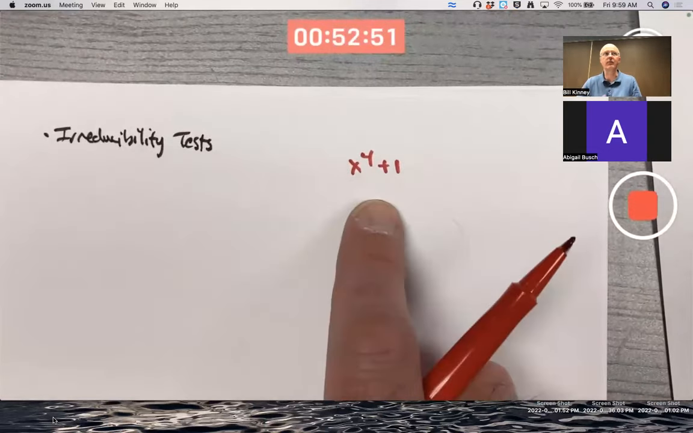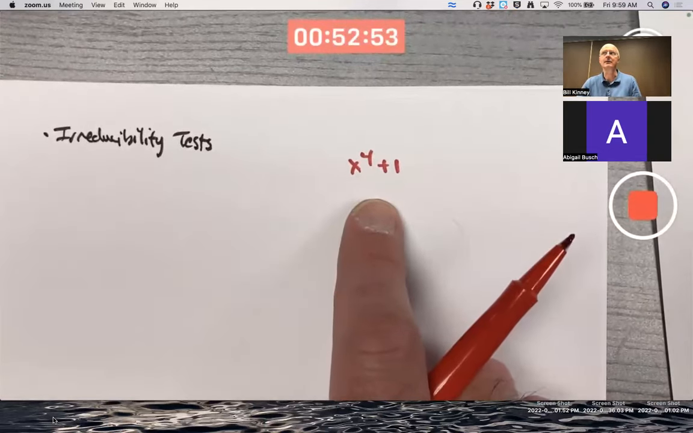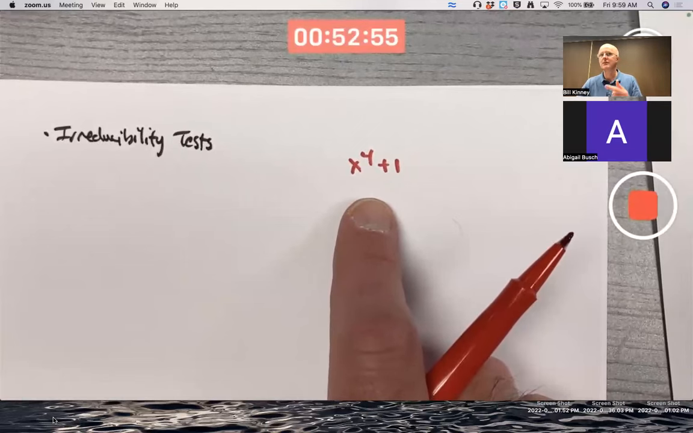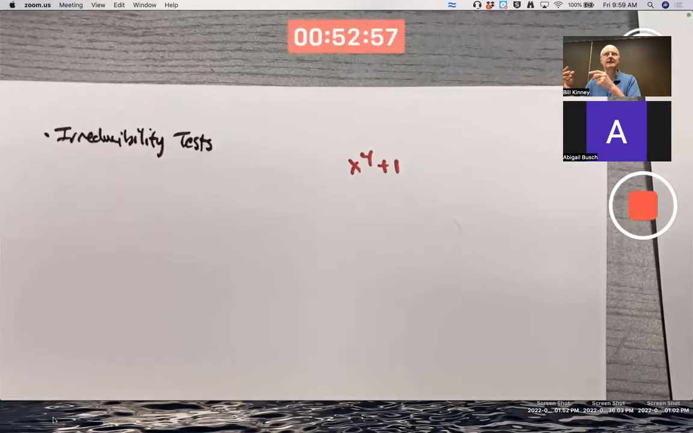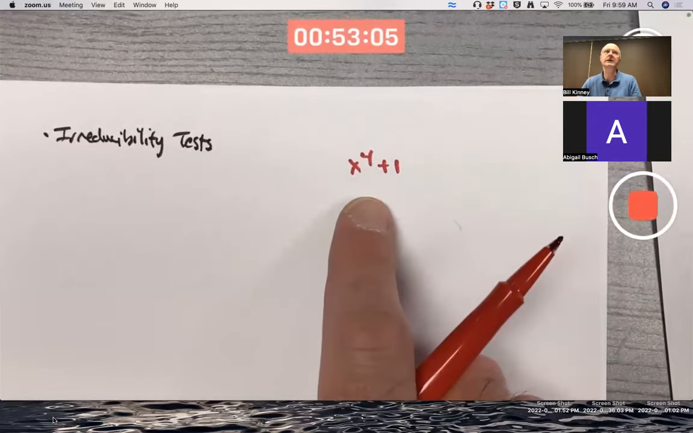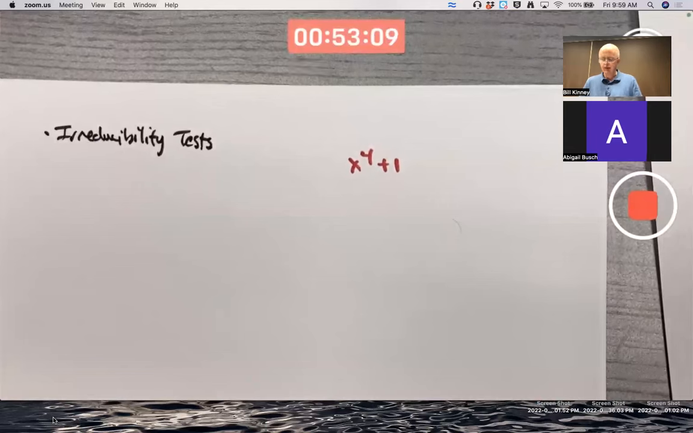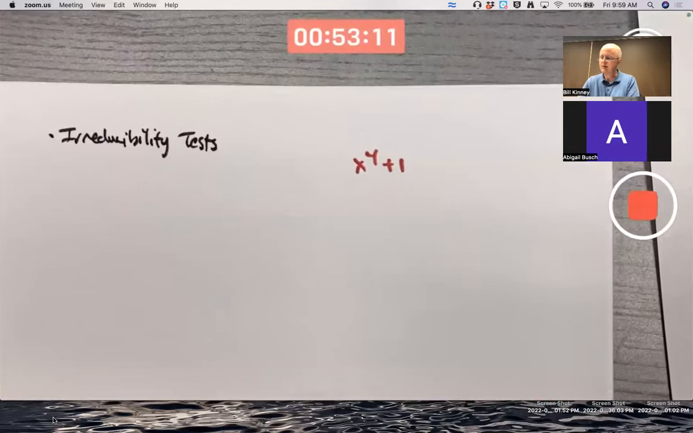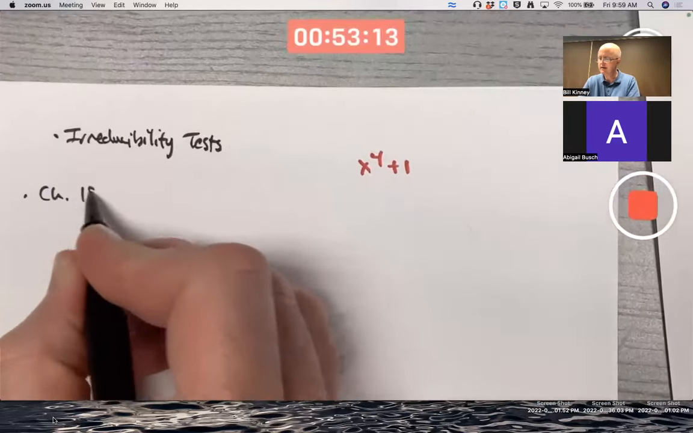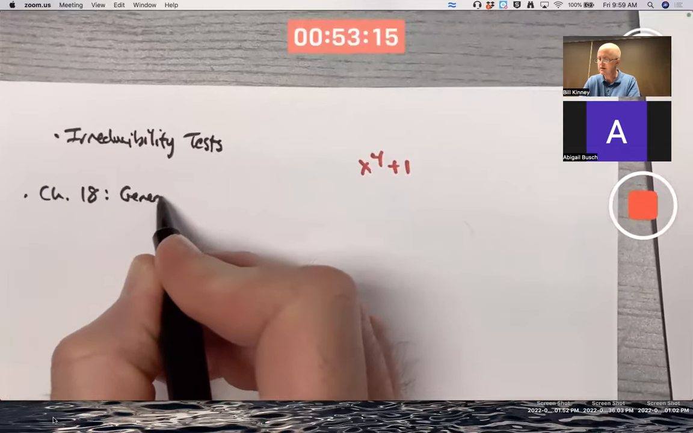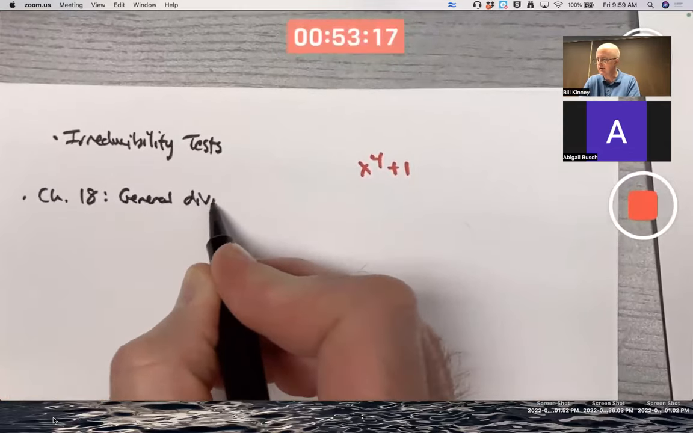It is reducible over R. You can factor this, we saw even on Wednesday, I think, as a product of 2 trinomials where the middle term involves the square root of 2. So it is reducible over R, but not over Q. Chapter 18 was general divisibility theory in integral domains.